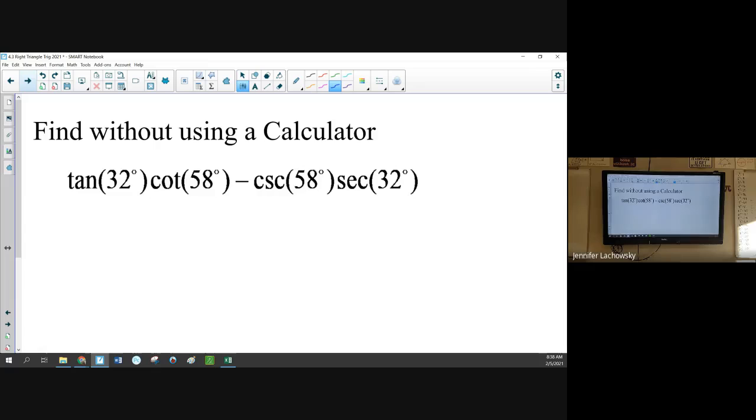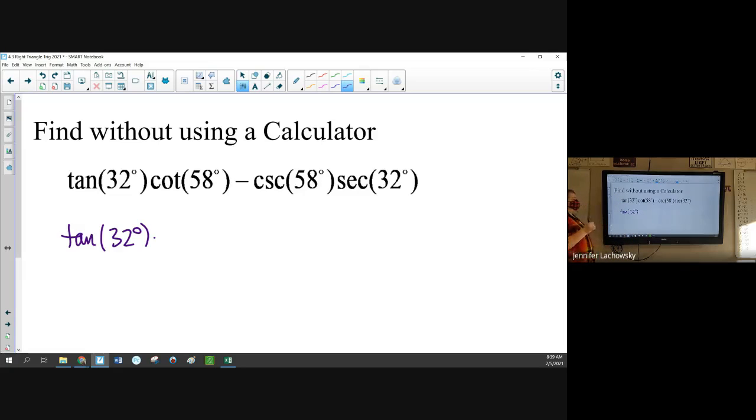So tangent of 32 degrees times cotangent of 58 degrees minus cosecant of 58 degrees times secant of 32 degrees. Does anything jump out at you? Okay, they're cofunctions. Tangent and cotangent are cofunctions. I agree. Secant and cosecant are cofunctions, and their two angles add up to 90, right? So let's just write the first one. Let's leave it as tangent without a calculator. It does say without, right?